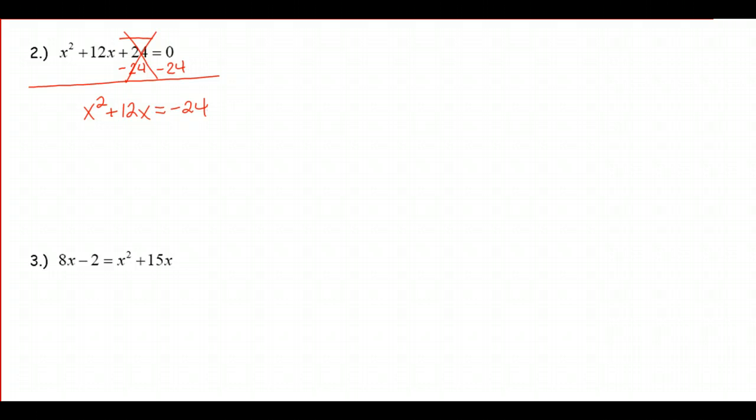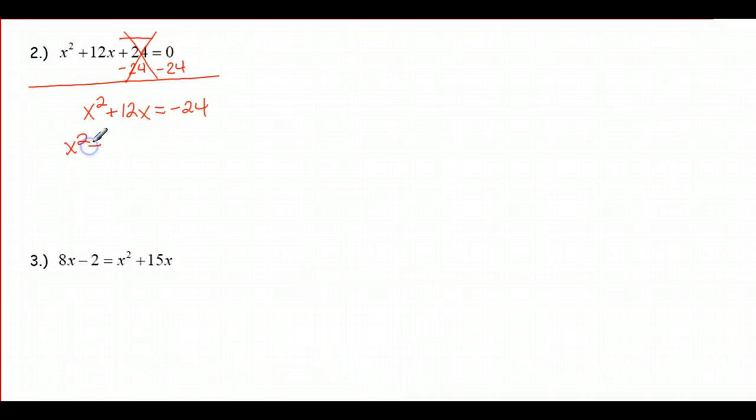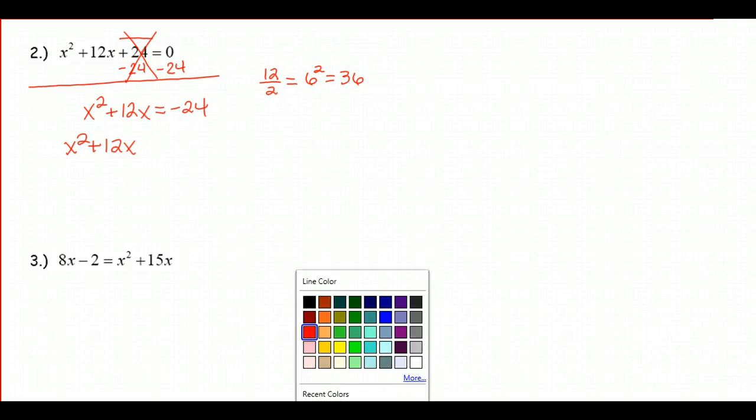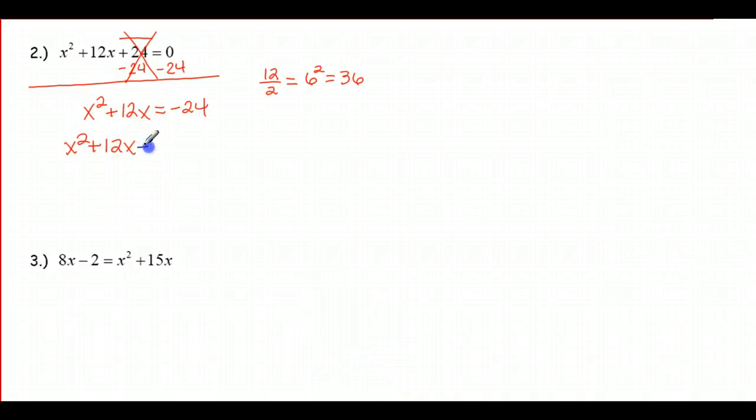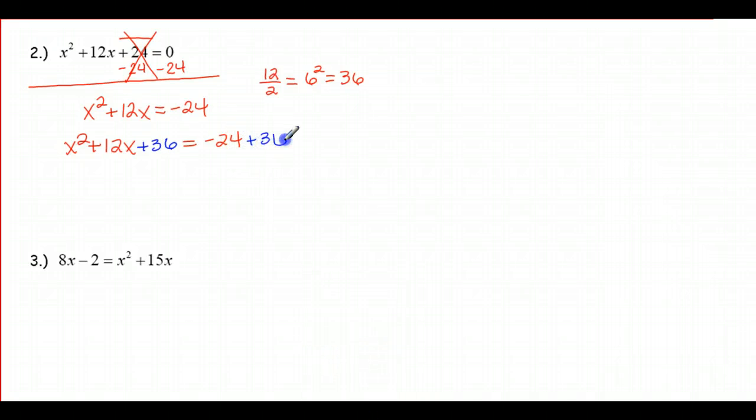Now we can complete the square. So I'm going to take my expression x squared plus 12x, and I'm going to add on whatever my b value is divided by 2, which is 6, squared, which is 36. So I'm going to add on 36 to complete the square. Again, whatever you do on one side of your equation, you must do on the other. So if we added 36 on one side, we have to add 36 on the other.